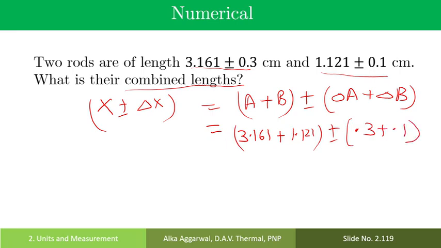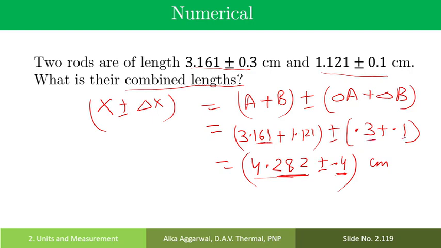So the result is 4.282 plus minus 0.4 centimeter. Here 0.4 is the mean absolute error and this is the mean value. As after the decimal there are 3 digits, in the result there are also 3 digits. Here when we are writing the absolute errors, there is only 1 digit after the decimal, so there is only 1 digit.